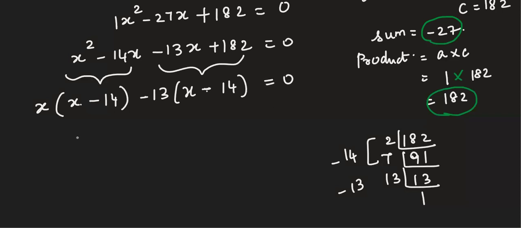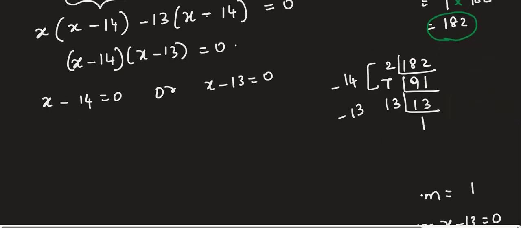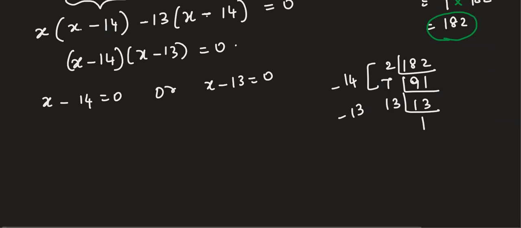So in the next step, we are going to take x minus 14 as common, into x minus 13, which is equal to 0. Now let's find the value of x. We'll have to equate them separately. So x minus 14 is equal to 0, or x minus 13 equals 0. So x minus 14 equals 0 gives x equal to positive 14. Here x will become positive 13.